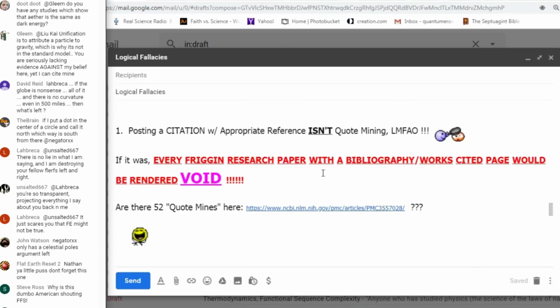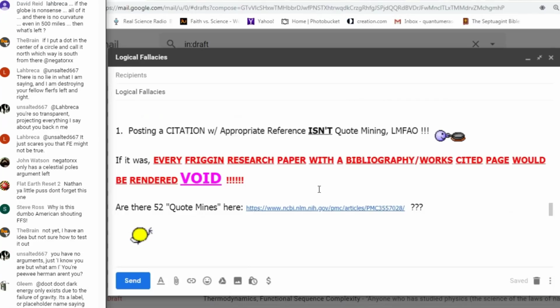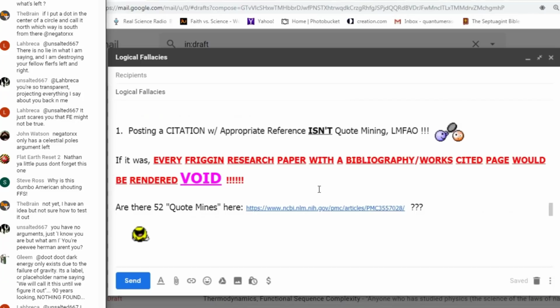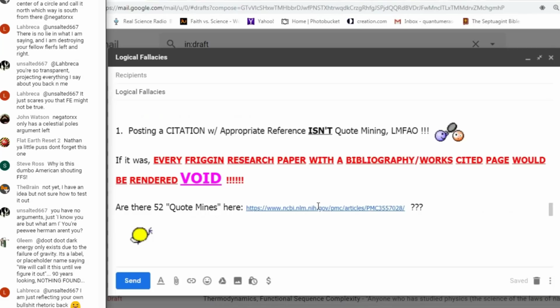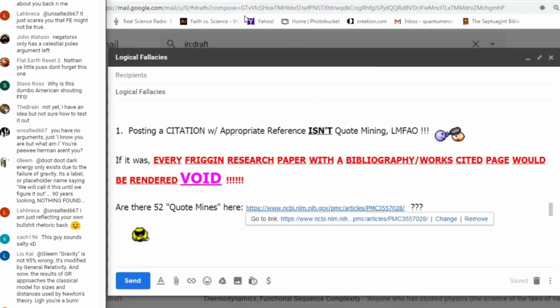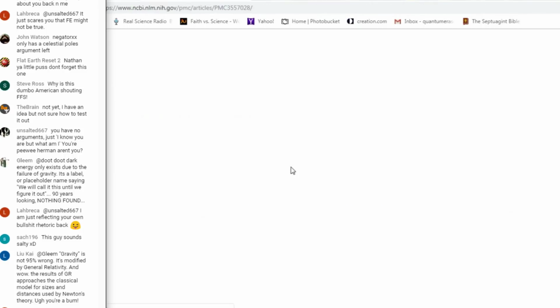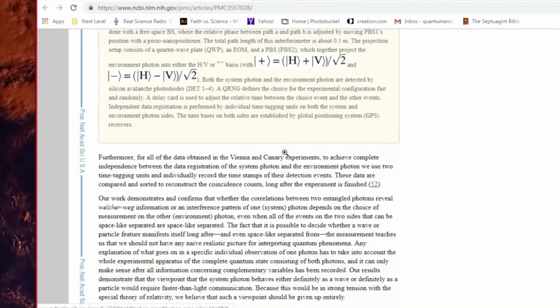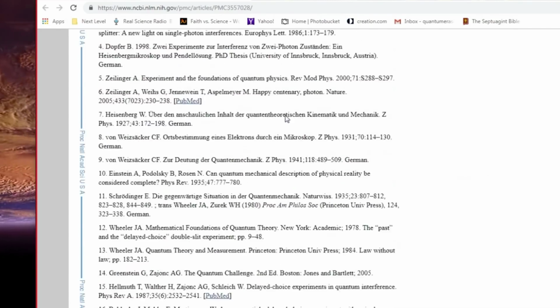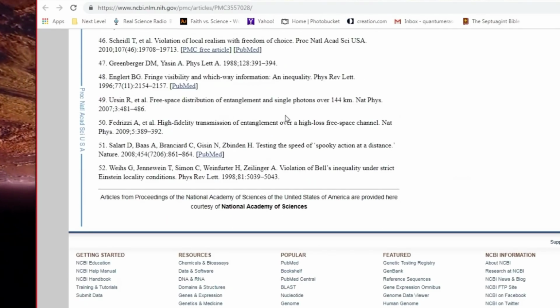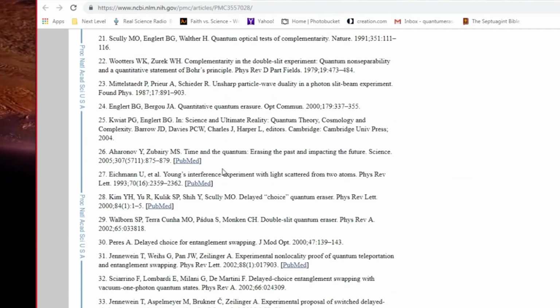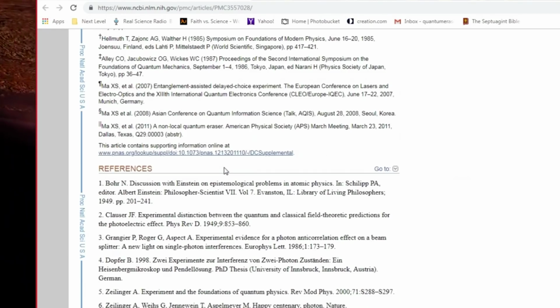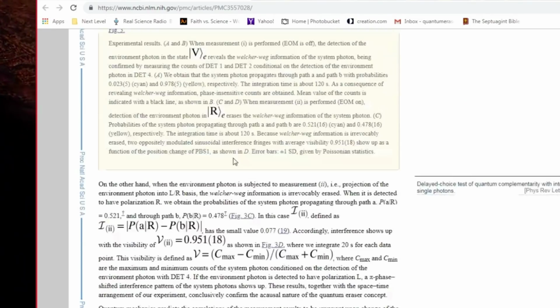So let me start off. Posting a citation with appropriate reference isn't quote mining. If it was, every frigging research paper with a bibliography or works cited page would be rendered void. Dumbasses. Let's pull one up. Are there 52 quote mines in this? This is Quantum Erasure with the causally disconnected choice from PNOS, right? Let's go down here, usually at the end, right? In the works cited, references, or bibliography page. How many quote mines? Oh my God. 52 of them. There's 52 in here, folks. I guess these are all quote mines, right? Because they're highlighted up here in the document. You know, parenthetically cited.